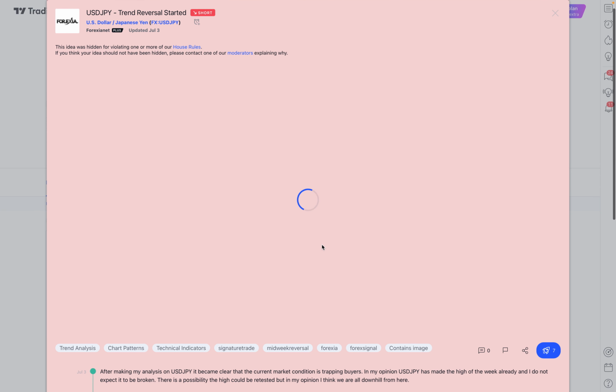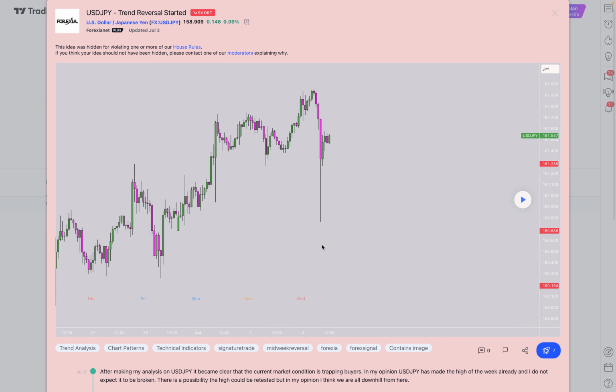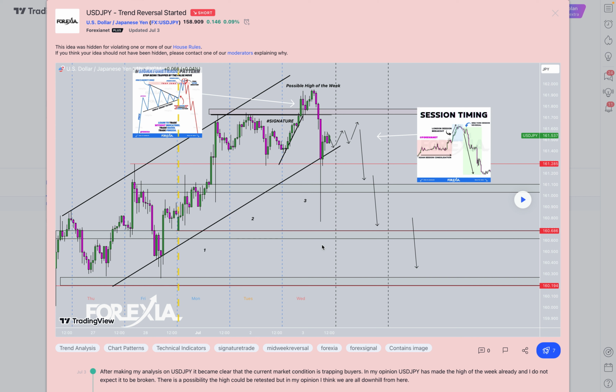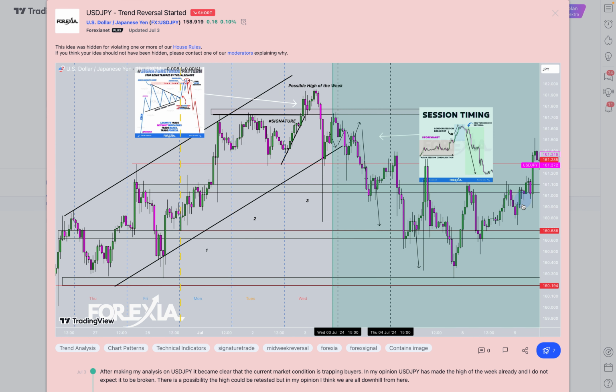One of the main reasons why I'm doing this type of video analysis is because the idea was hidden for apparently violating some type of rule on TradingView. I'm not sure which rule we violated, but they have hidden our idea. So that's one of the reasons why I'm making this video. But here was our analysis.